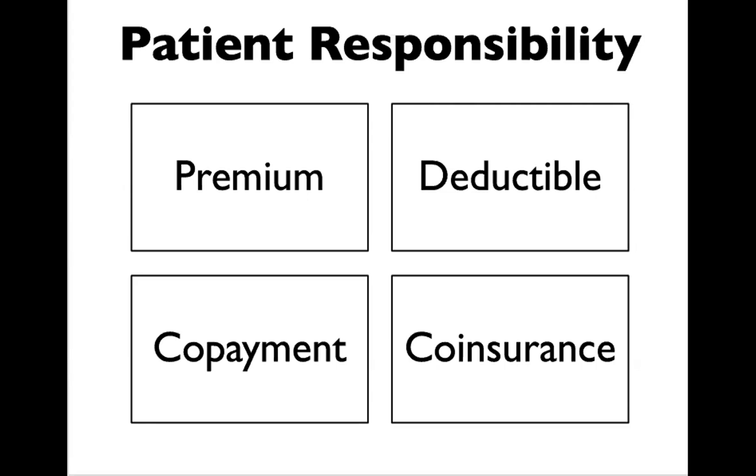Okay, so the co-payment is a small fixed amount, but the co-insurance is the percentage that the patient pays after the deductible is paid. And it can vary based on the insurance. For example, Medicare Part B has this 80-20 rule. Medicare pays 80% of what they allow, and then the patient pays 20%.